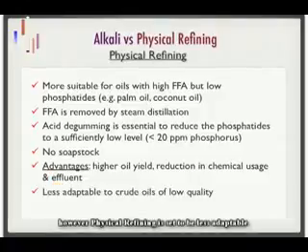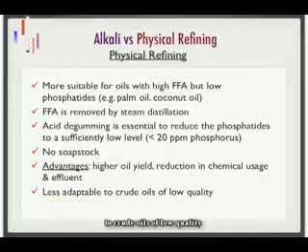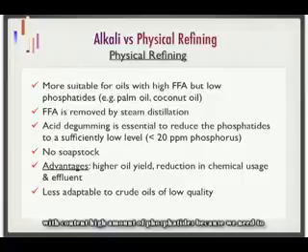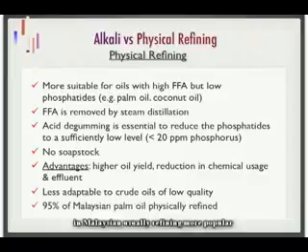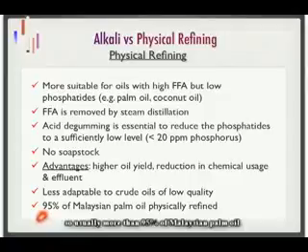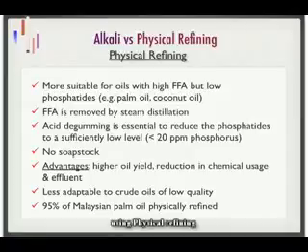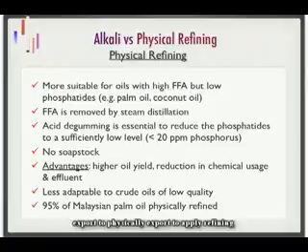However, physical refining is said to be less adaptable to crude oils of low quality, which contain a high amount of phosphatides, because we need to remove the gums in the degumming process, which can increase the losses of the oil. In Malaysia, actually, physical refining is more popular. There are more than 95% of Malaysian palm oil using physical refining as opposed to alkali refining.